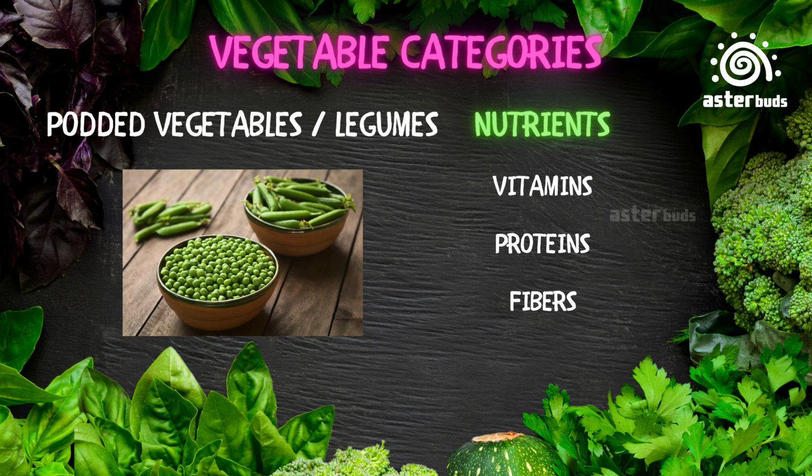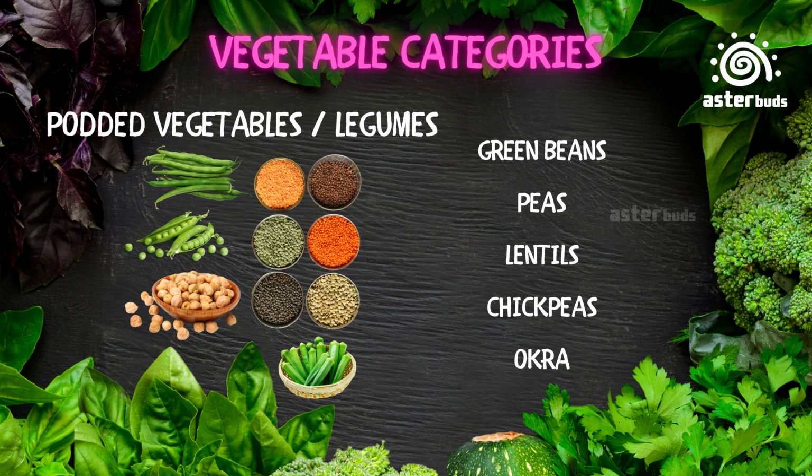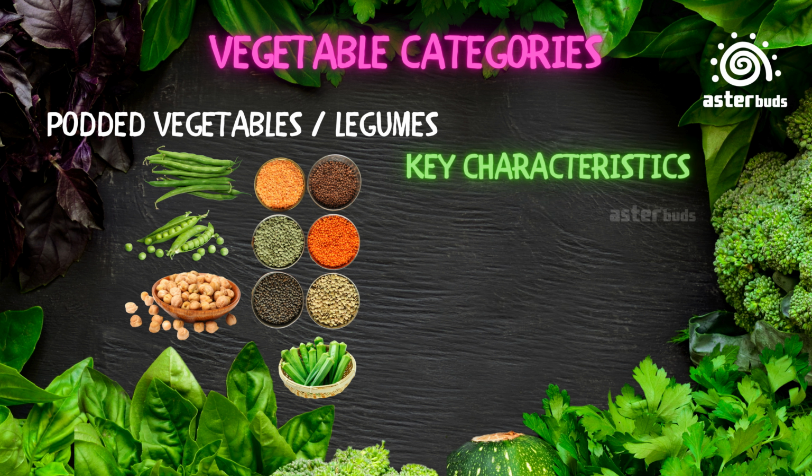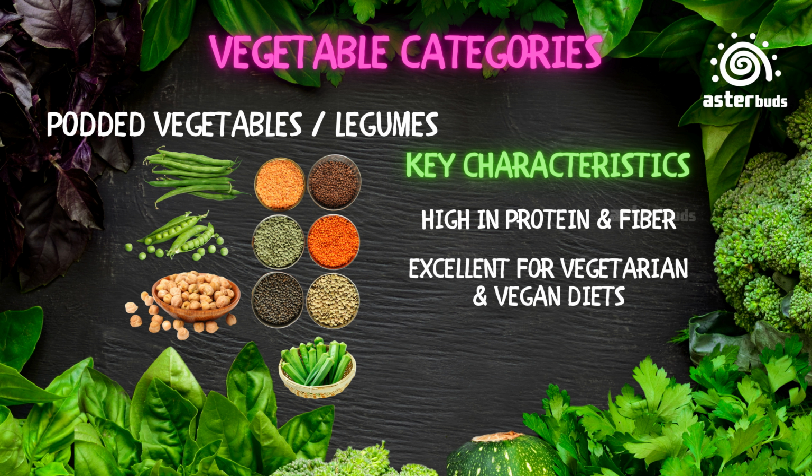Pod vegetables, also known as legumes. These vegetables come from plants that produce pods with seeds inside. Many legumes are also dried and consumed as pulses. Examples of pod vegetables are green beans, peas, lentils, chickpeas, okra, etc. Key characteristics: high in protein and fiber. Excellent for vegetarian and vegan diets. Used in soups, curries, and salads.